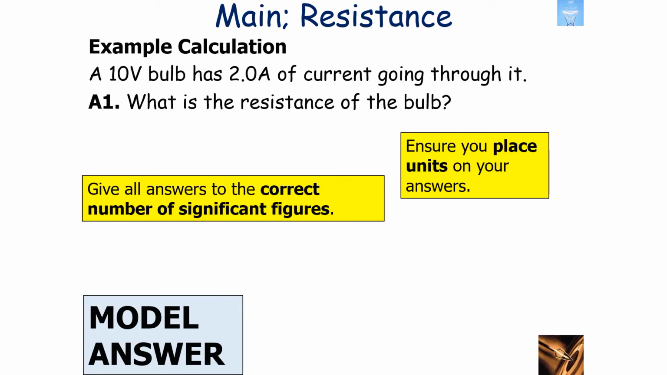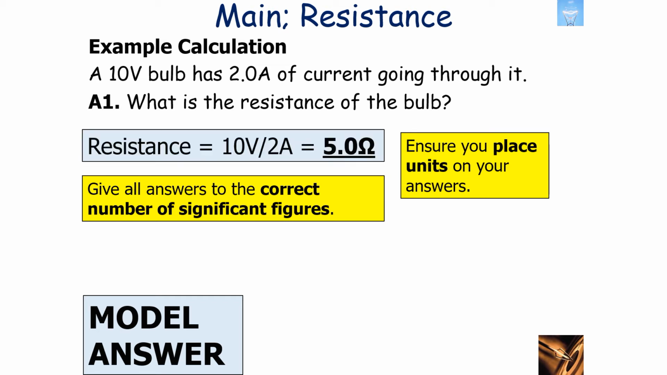So let's look at an example calculation. A 10-volt bulb has 2.0 amps of current going through it. What is the resistance of the bulb? You should try and give your answers to the correct number of significant figures with units on your answer. We know resistance is potential difference over current, so it's going to be 10 volts divided by 2 amps, which equals 5.0 ohms. 5.0 because the 10 volts is two significant figures, 2.0 is two significant figures, so your answer is given to two significant figures, and we give it in ohms because that's the unit of resistance.